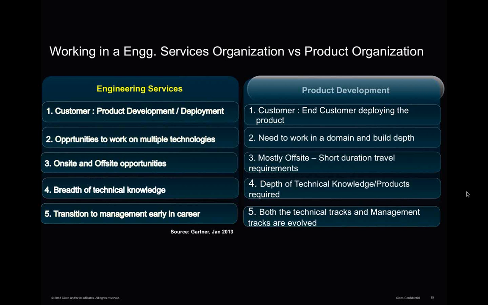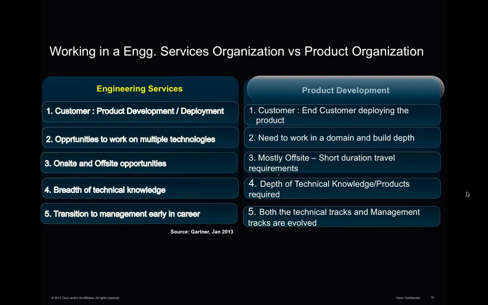As I said earlier, if you are working in an IT services company, most likely your customer is a product development organization or somebody who is deploying the technology that you are creating. Maybe you're working for a system integrator or a product development organization, right? What are some of the benefits that we see working in an IT services company?